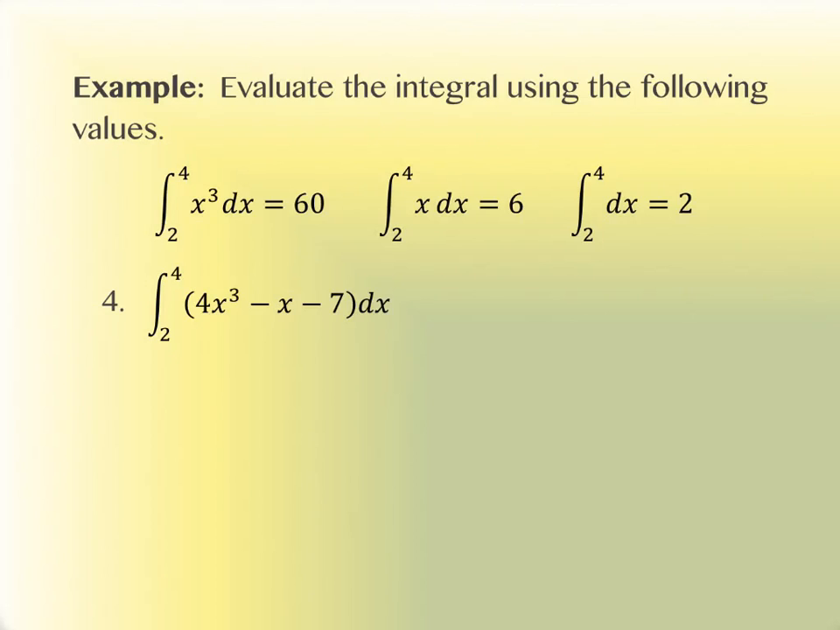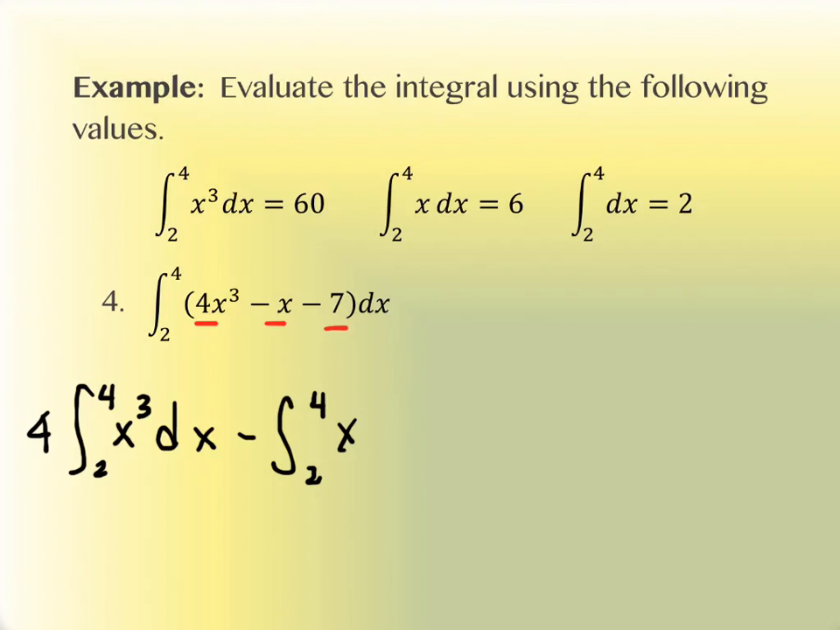evaluate it. So what this actually is showing you down here is, how many different pieces can we separate this into? 3. Because we have addition and subtraction separating 3 different pieces. It's a trinomial. So we're actually going to be able to separate this. The 4 will be on the outside, from 2 to 4 of the function x cubed dx. Remember, anytime you have the integral, you have the dx. They go together. The next thing is you actually keep the sign. So this is a subtraction sign, from 2 to 4. The function is x dx.